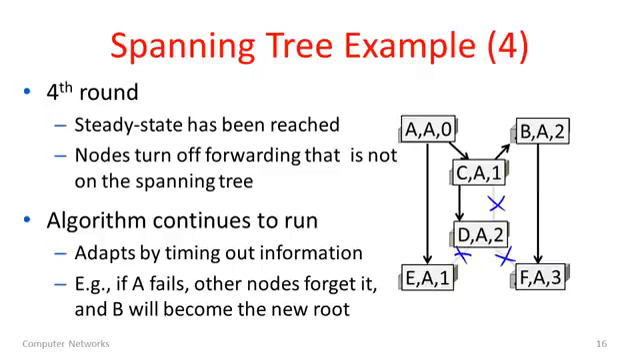The algorithm will continue to run and it will time out information so that, for instance, if node A fails, then eventually other nodes, switches here, will discard the messages from A and forget about it because it really doesn't seem to be there anymore. B will become the new root, and that new spanning tree for B will be computed and then used.